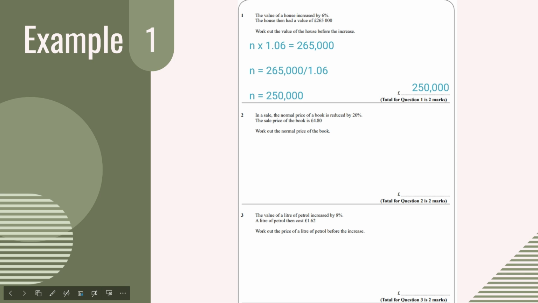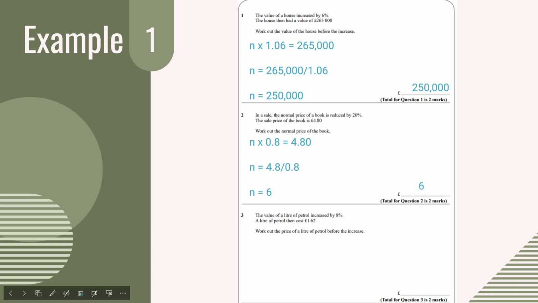Now for our second question, in a sale the normal price of a book is reduced by 20%. The sale price of the book is £4.80. Work out the normal price of the book. So here, n times 0.8 gives us the answer of £4.80. The reason it's 0.8 is because the book has been reduced by 20%. So we do 100 minus 20, which gives us 80, and 80% is also written as 0.8. So n equals 4.8 divided by 0.8, and that will give us the answer of n equals 6. So the normal price of the book is £6.